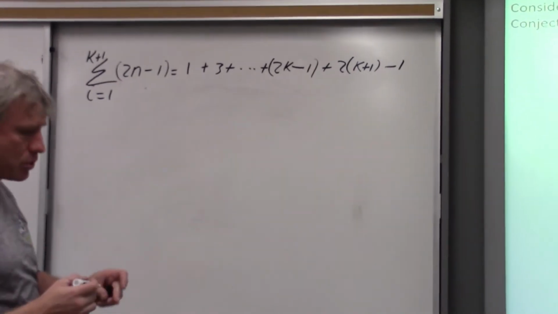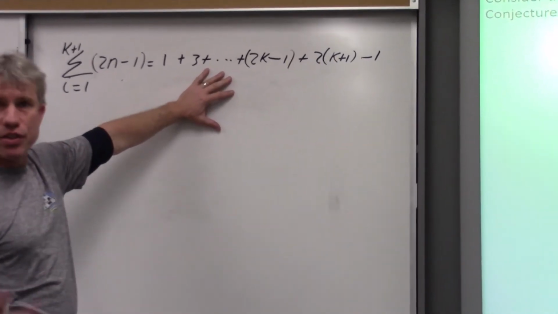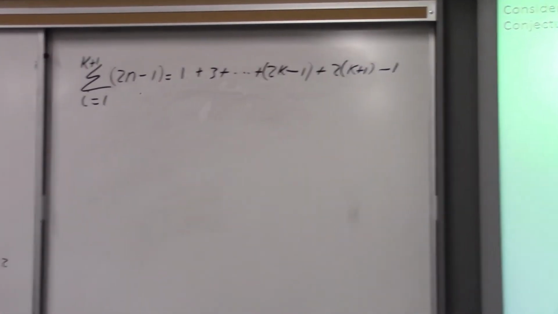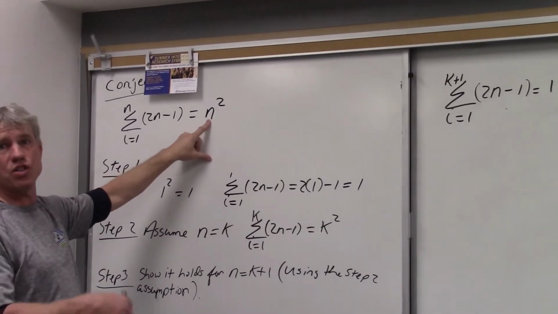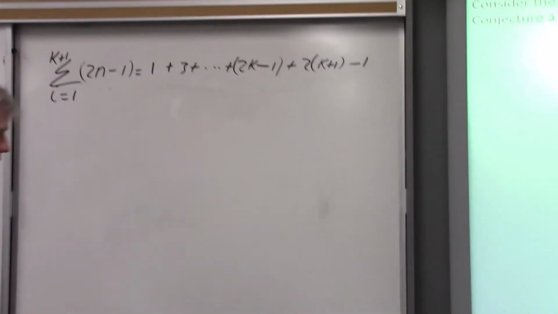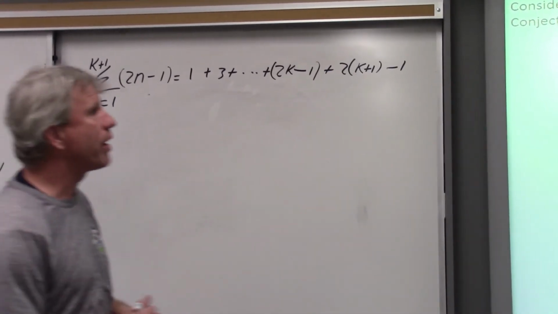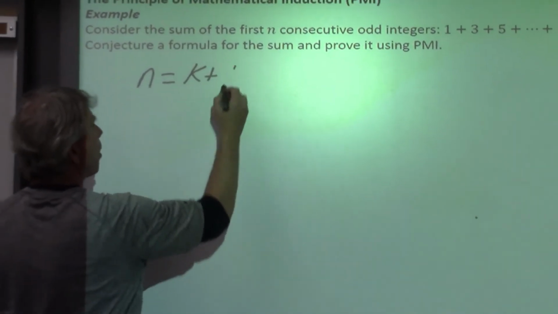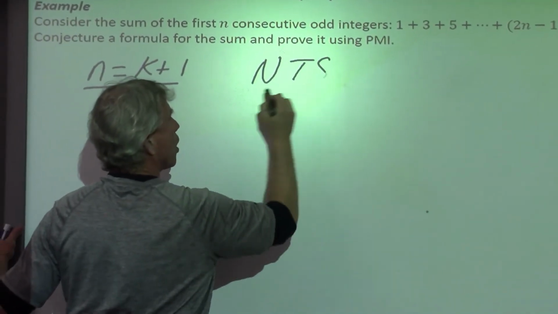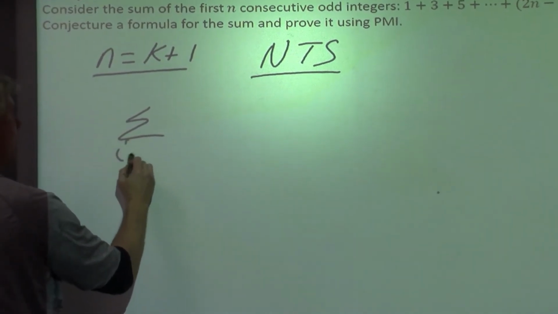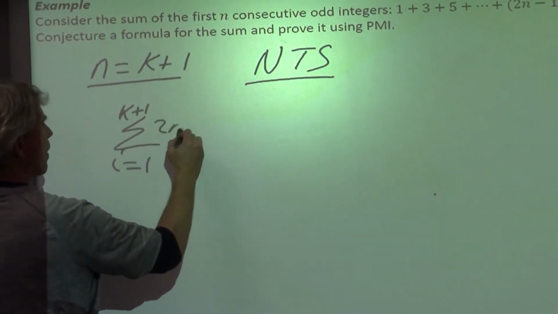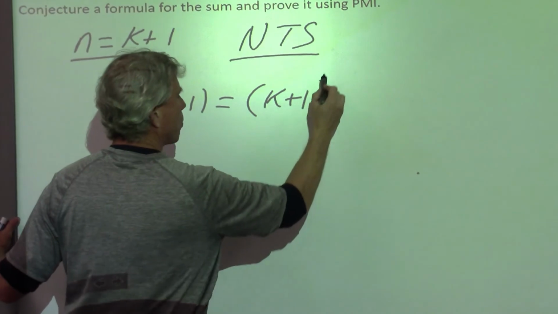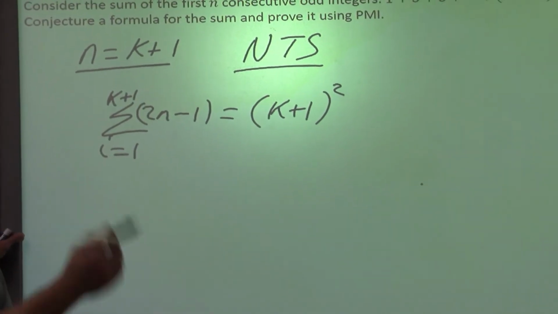And we need to show that using our assumption that this is going to generate the same thing that we would have gotten by plugging k plus 1 directly into the formula that the sum should be just given by n squared. So again, this gets back to that need to show. What is it that I need to show? For n equal k plus 1, we need to show that the sum from i equals 1 to k plus 1 of twice n minus 1 is going to look like k plus 1 squared is what we would get if we use the formula.